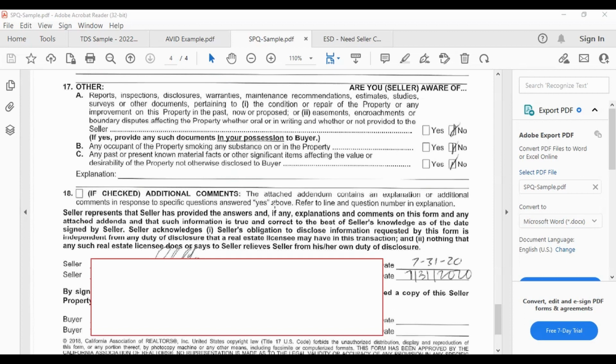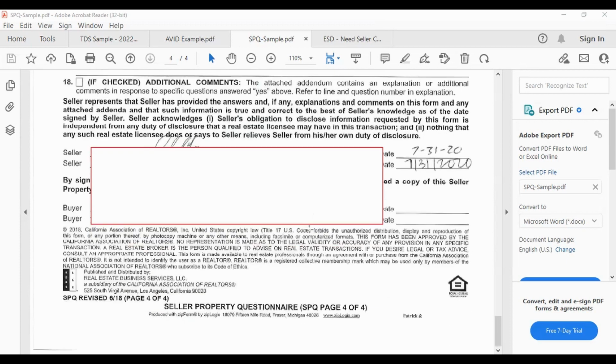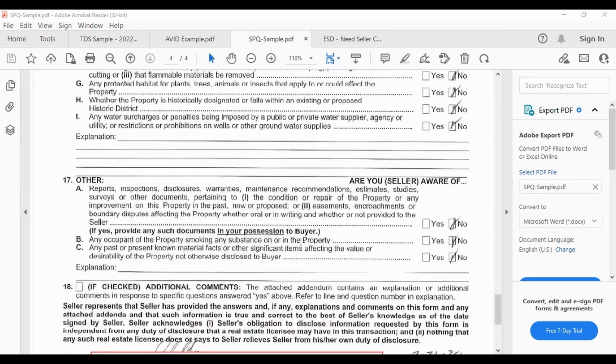Even though you didn't hire that inspector, you didn't schedule that termite or whatever, all those things that the seller possesses from the previous buyer is supposed to be handed over to you and your new buyer. Everyone understand that?